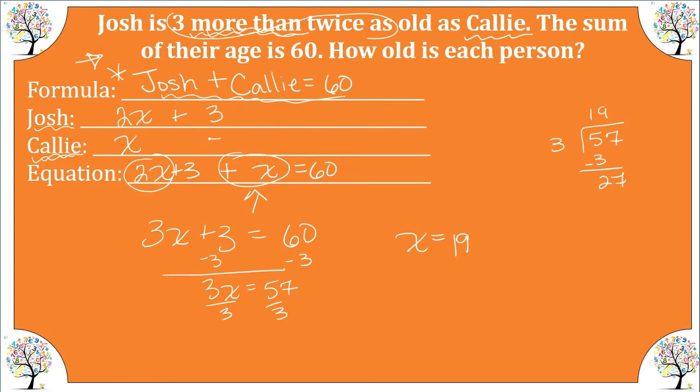So I'm going to go back up here and say Callie is 19. I'm going to plug in 19 for x here. 2 times 19 is 38 plus the 3, and that's 41. So Josh is 41, Callie is 19. If we add those together, we do get 60.